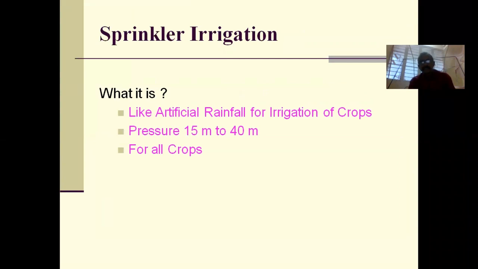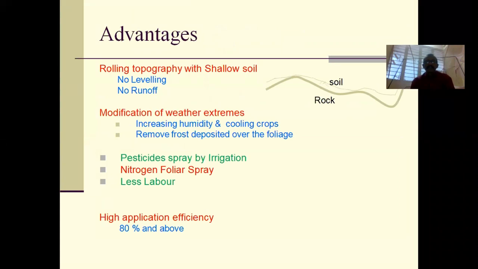Sprinkler irrigation can be used for all the crops because sprinkler irrigation after all gives only water to the crops. So all crops need water, so all crops can be irrigated by sprinkler irrigation. Let us see what are the advantages of using sprinkler irrigation system.